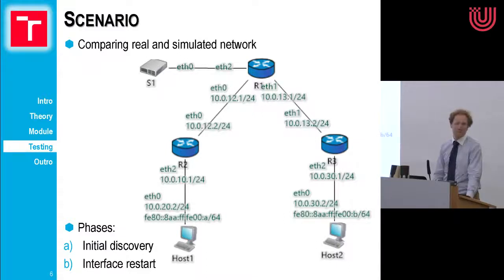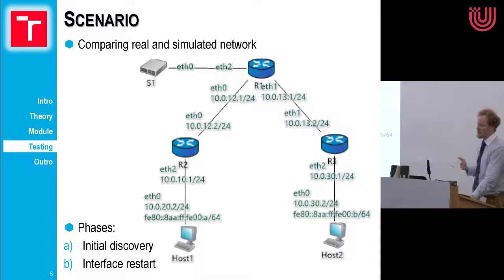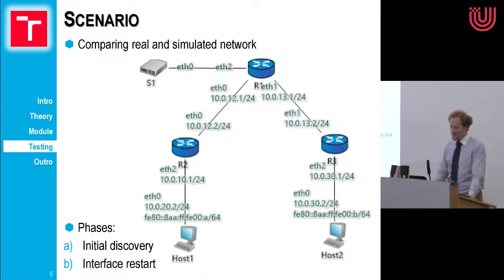And what we are doing next is comparing the confluence of the messages and the timestamps of CDP and LLDP that are being exchanged on the lines. In order to at least somehow categorize the measurements, we've decided to differentiate testing into two phases: the initial discovery and the interface restart.